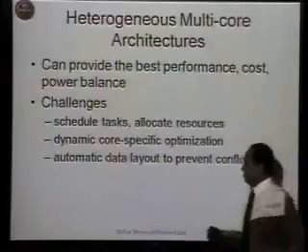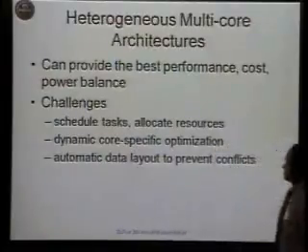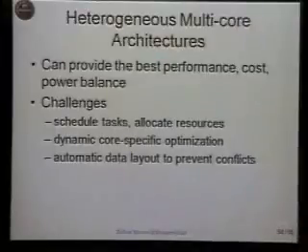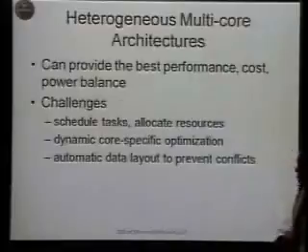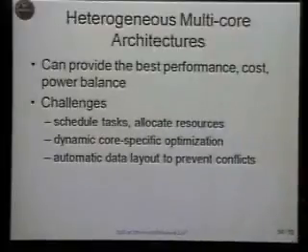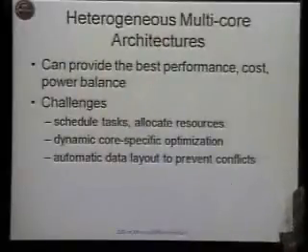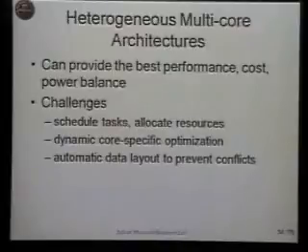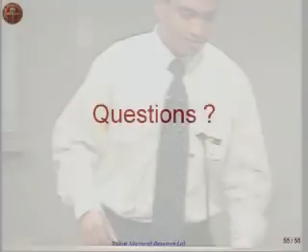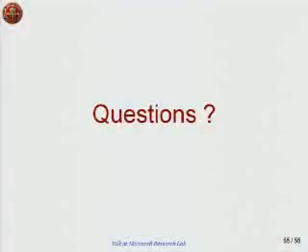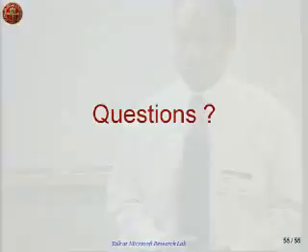It will also become important to do dynamic core specific optimizations, because now applications are running on specific cores, and so you would have to do some kind of dynamic optimizations. And many of these heterogeneous architectures also share various structures like caches and memory, and so automatic data layout to prevent conflicts will also be important. So this is something I would like to work on in the future, and I'll take your questions if you have any further questions.